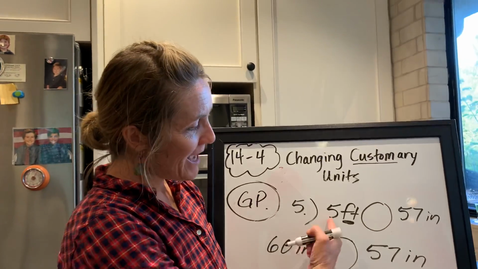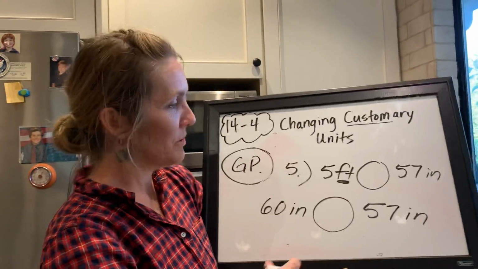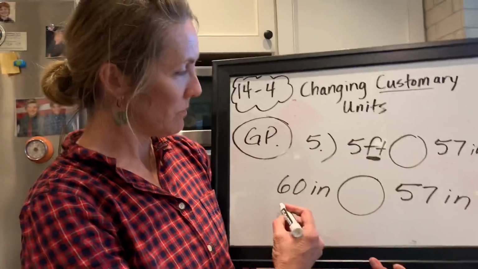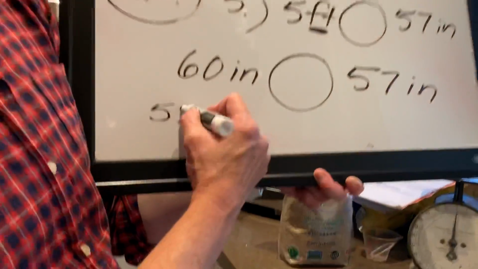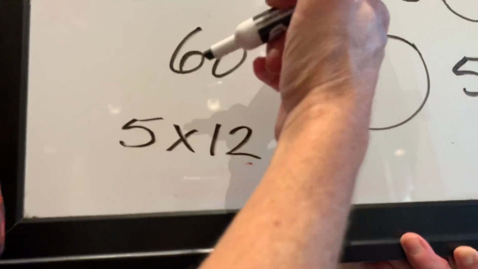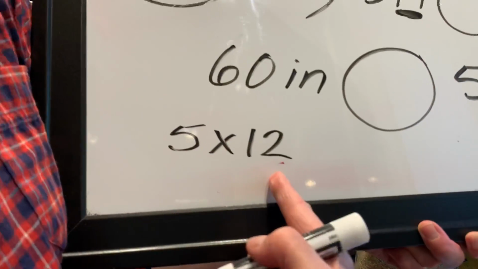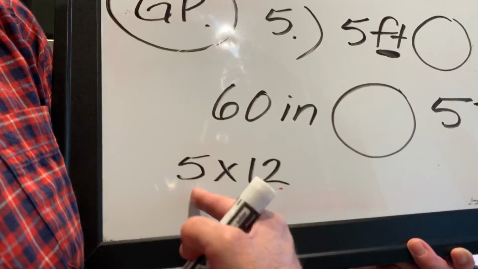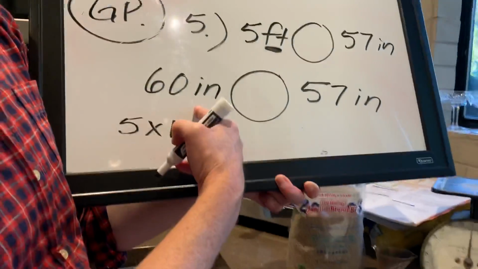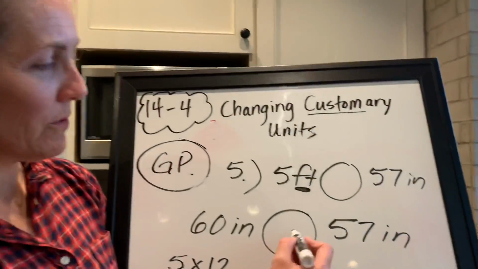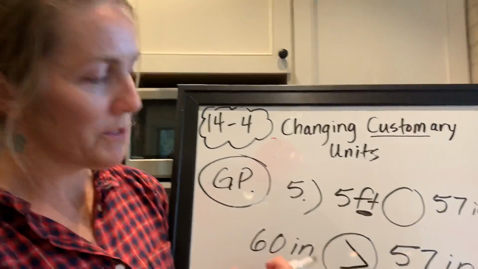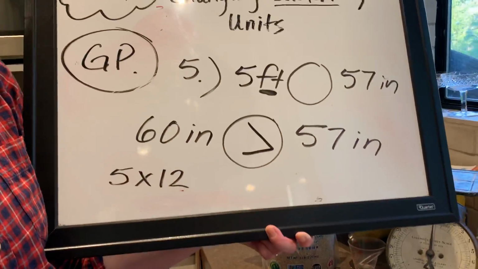So I did that in my head, but that's because I know my 12s and many of you do, it's really 5 times 12 because it wants to know 5 feet. So there's 12 inches in a foot, so it's 5 times 12. So it gives me 60 and then 57. So you're gonna say, well, that inequality is here. 60 inches is definitely greater than 57.